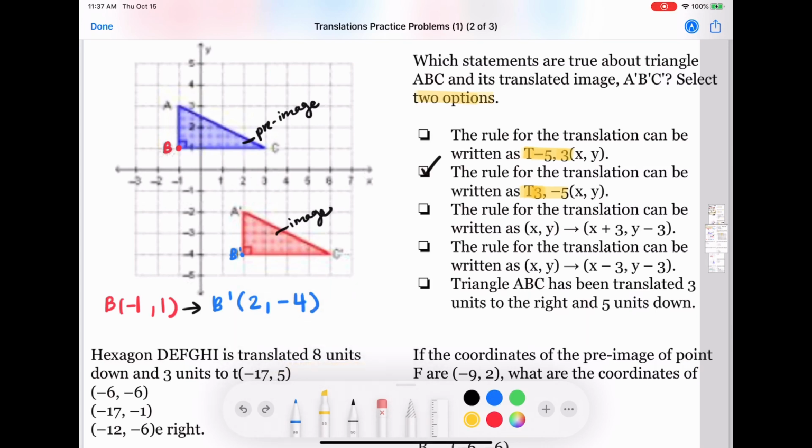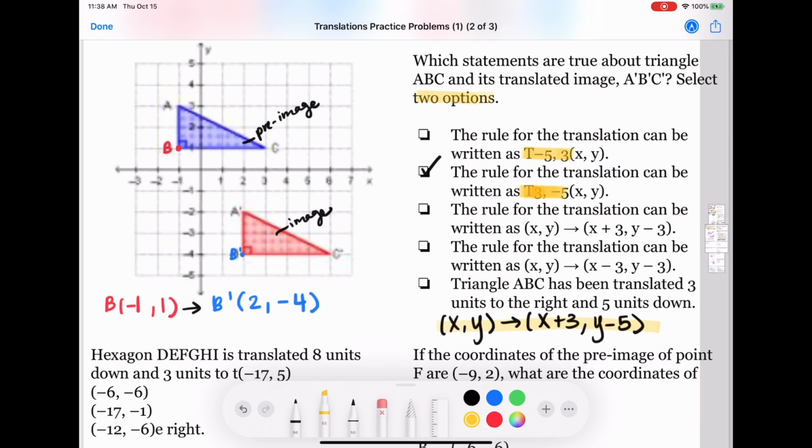Well, now that we know that that is our function rule, let's look at the other statements. The rule for the translation can be written as the mapping rule, x + 3 and y - 3. Well, we have already been given our function rule, which if mapped would actually look like that. And because that mapping rule does not follow this original function rule, well then this mapping rule is incorrect, and that is not a correct answer choice.